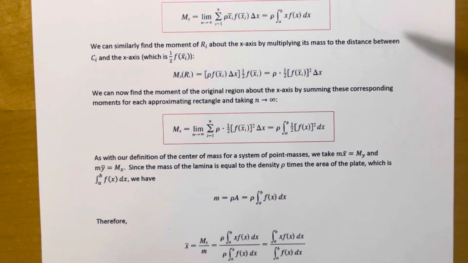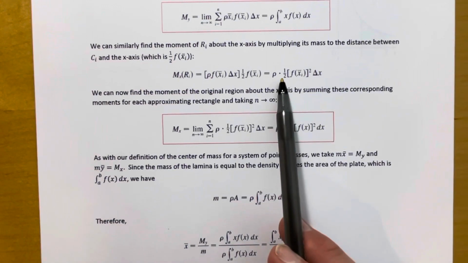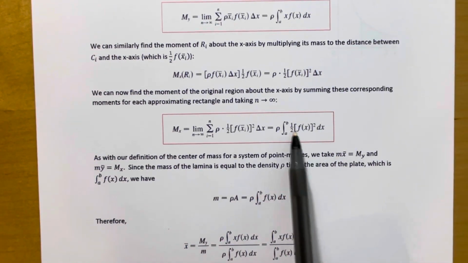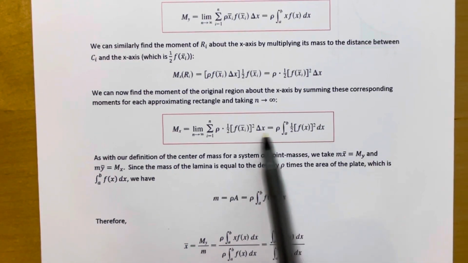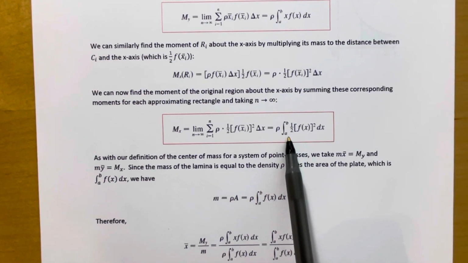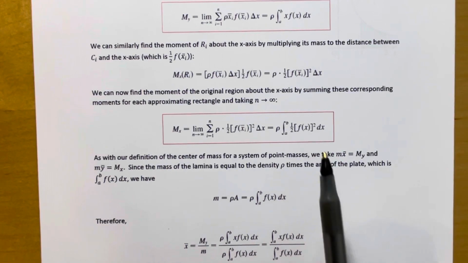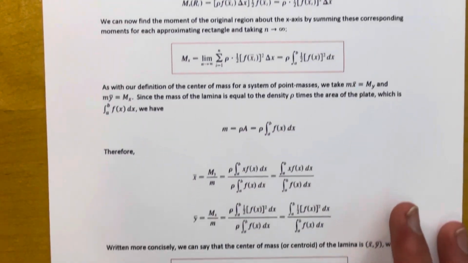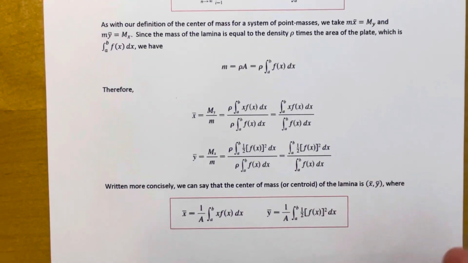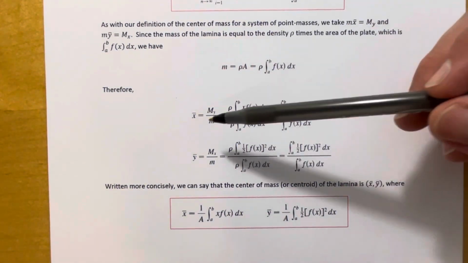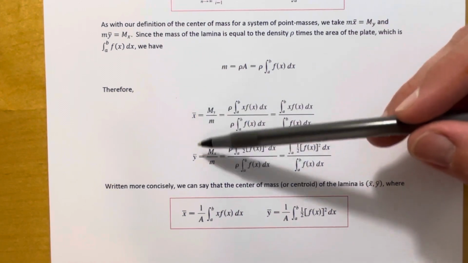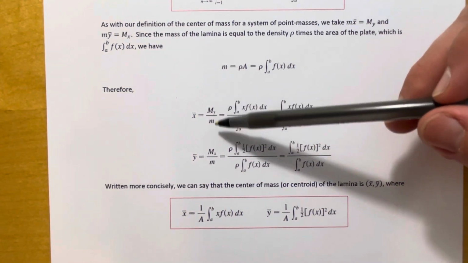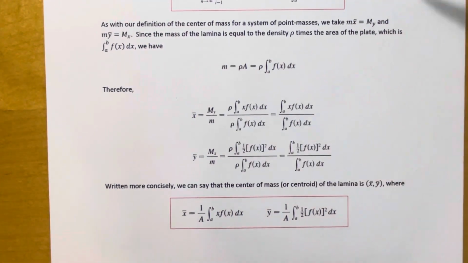Once again, take a limit as n goes to infinity as we sum these for all n of our rectangles, and I get this definite integral after doing that. I get rho times the integral from a to b of 1/2 f of x squared dx. Okay? Those are the moments. What we need, though, is the center of mass. And remember, the coordinates for our center of mass, x bar and y bar, come from dividing our moments by the total mass of our system.